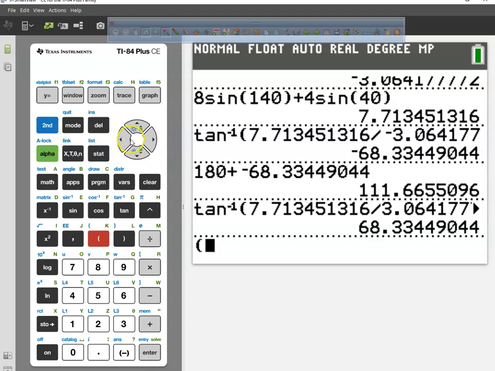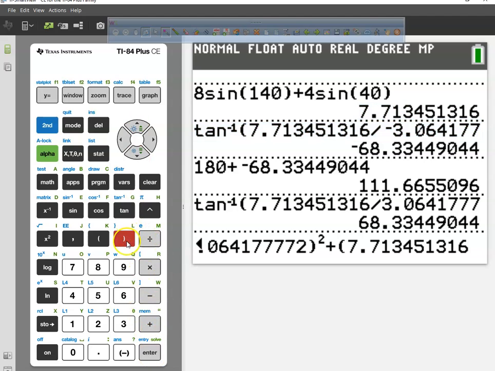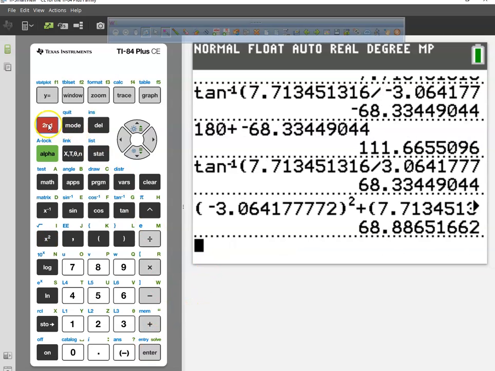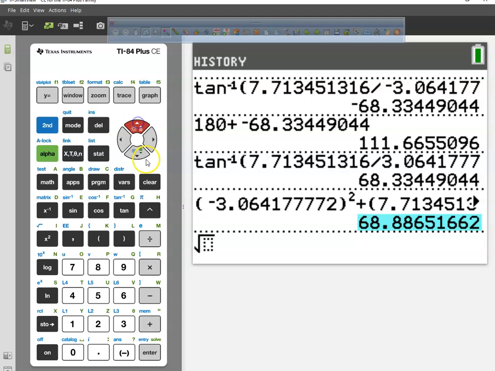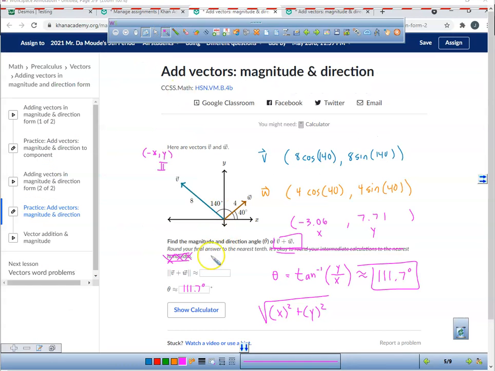Open parentheses. Let's go up here and grab him. There's my x component right there. Close it, squared. Take my y component right there. Close it, squared. Enter. I'm going to take the square root of that baby. 8.3 is what I'm going to use. 8.3.